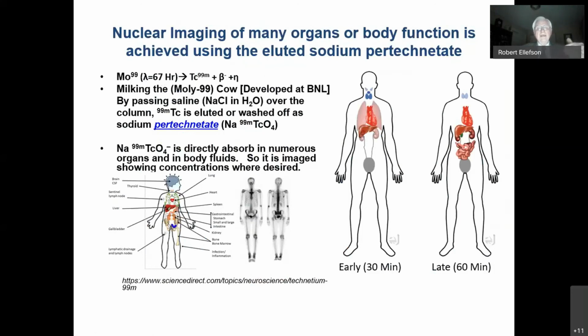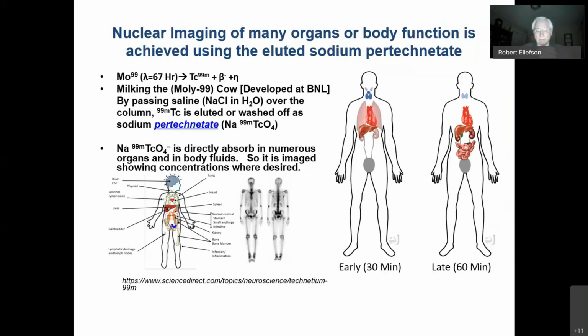Brookhaven developed an elution technique that you could take the technetium that is developed on the surface of the moly inside of a substrate that has all of the materials on a column. You can elute the technetium by passing a salt solution over this, sodium chloride and water, over the column, and this technetium is eluted or washed off as sodium pertechnetate. And that is a chemical that can be absorbed by most organs.